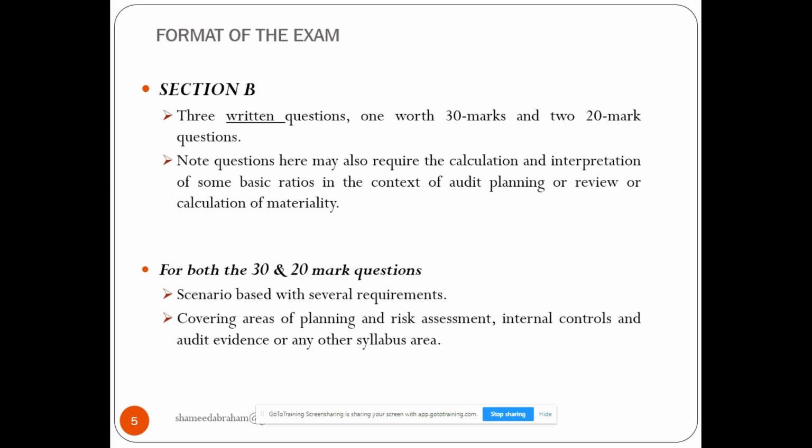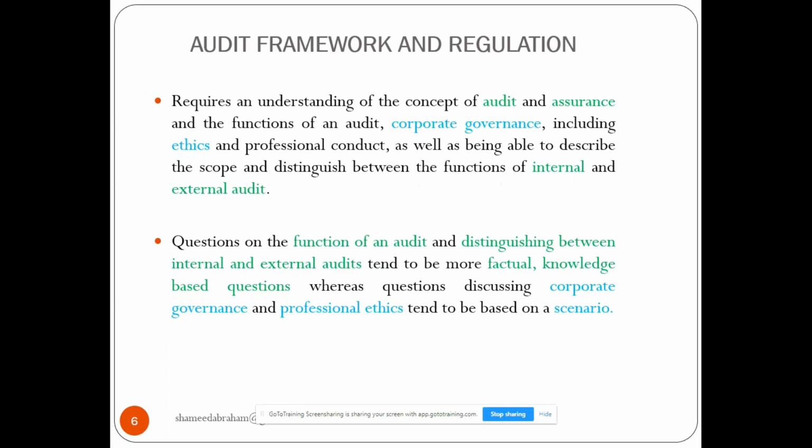Section B is really the written questions, one 30-mark question and a 20-mark question. I think you probably know that by now. So I'm going to get into the other areas of the syllabus now that would probably manifest itself in that section B. The first area appears in every single F8 exam. Questions relating to ethics, questions relating to corporate governance, extremely critical.